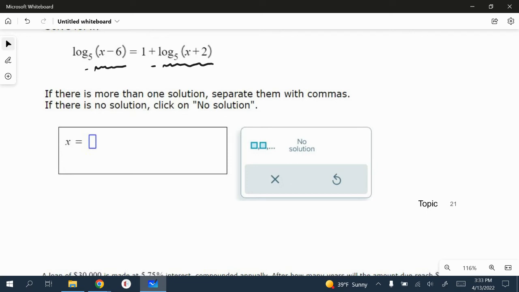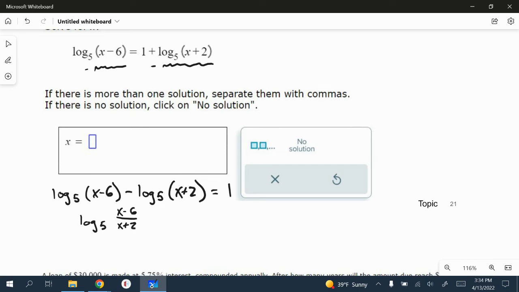So I'm going to take this, I'm going to write it down on the bottom. So this will be logarithm base 5 of x minus 6. And then I subtracted that from both sides. So I'll subtract logarithm base 5 of x plus 2. And that's going to be equal to 1 because there's still that 1 on that side. If I subtract, that's the same thing as dividing. So I can do log base 5 of x minus 6 over x plus 2, just like this, equals 1.